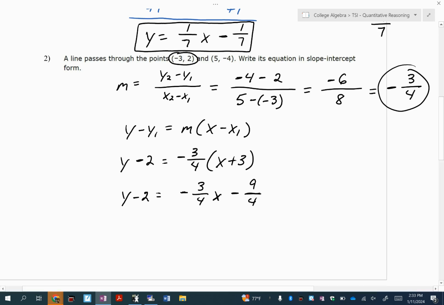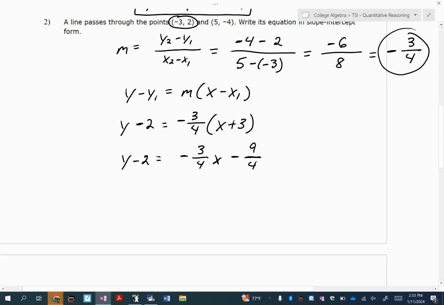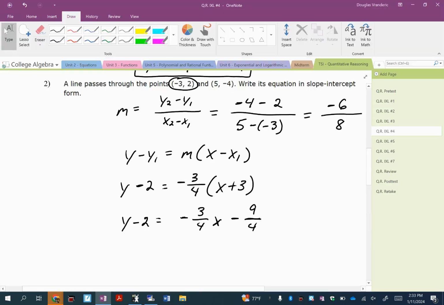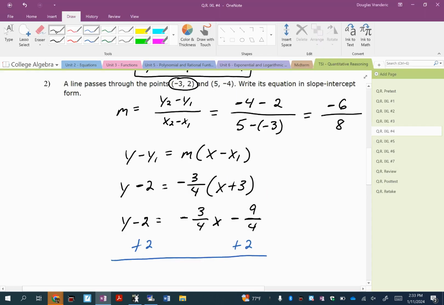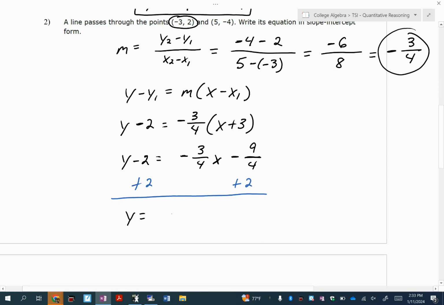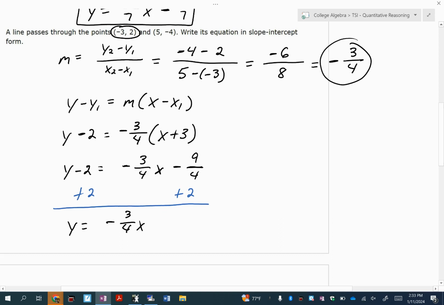Nice. All right, multiply the 3 times the 3 on the top. Let's add 2 to the other side. All right, so Miriam helped us out on the last one where she told us that 7/7 was the same as 1. Now we're doing negative 9/4 plus 2.